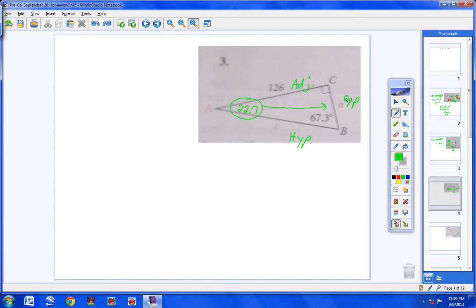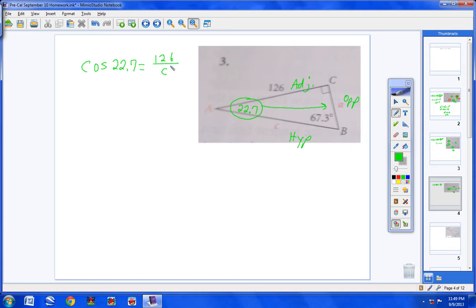That's opposite and hypotenuse. So you don't want to use sine. Students, if you use sine, sine is opposite over hypotenuse. You'll have two unknowns. You can use tangent or you can use cosine. All right, that's totally up to you. Whatever you want to use. I'm going to use cosine, so I'm going to say cosine of 22.7 equals adjacent 126 over hypotenuse. C, that's cosine. Cosine of 22.7 is adjacent over hypotenuse.